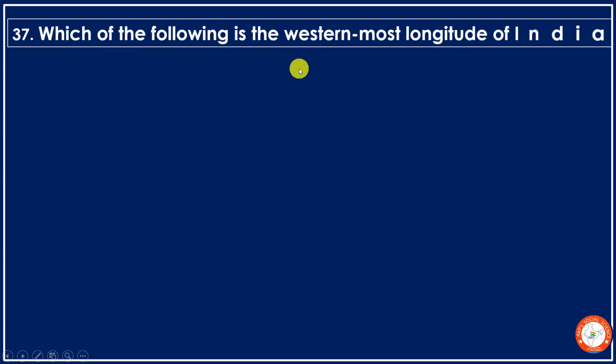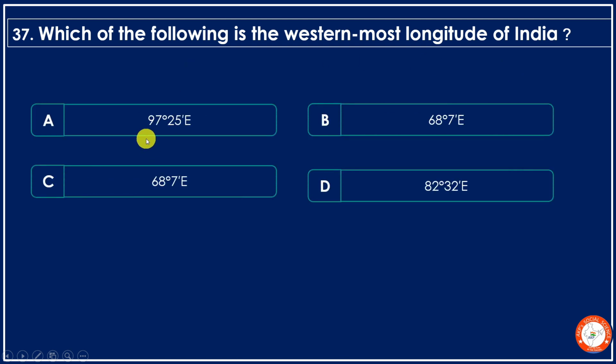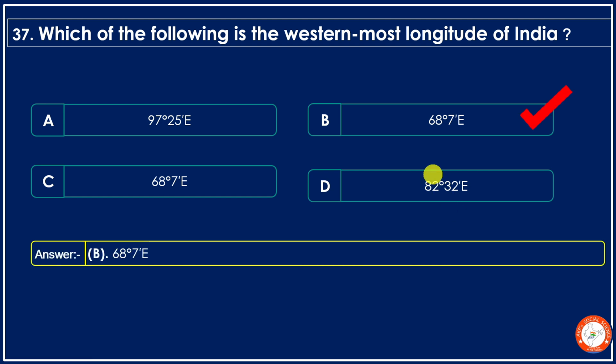Which of the following is the westernmost longitude of India? 97 degree 25 minutes east, 68 degree 7 minutes east, 82 degree 32 minutes east. The correct answer is 68 degree 7 minutes east.